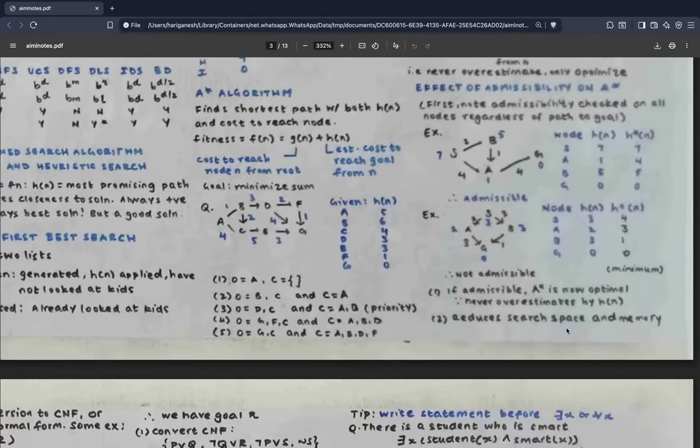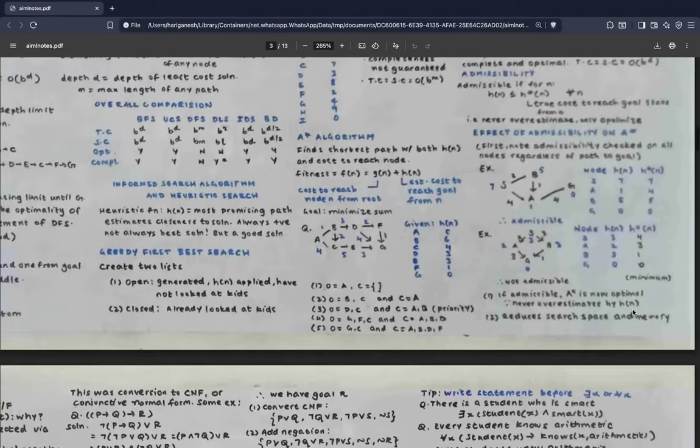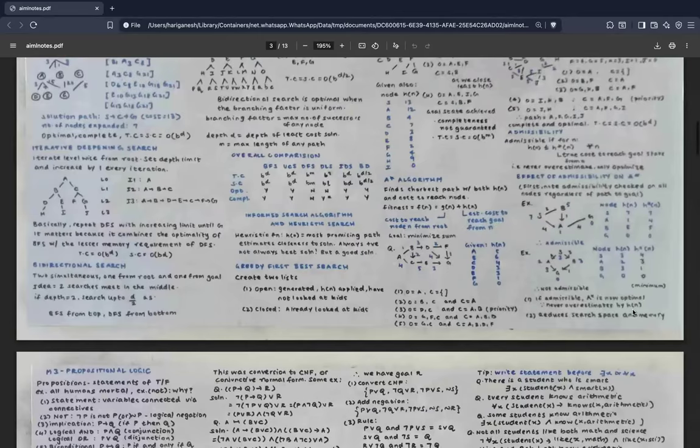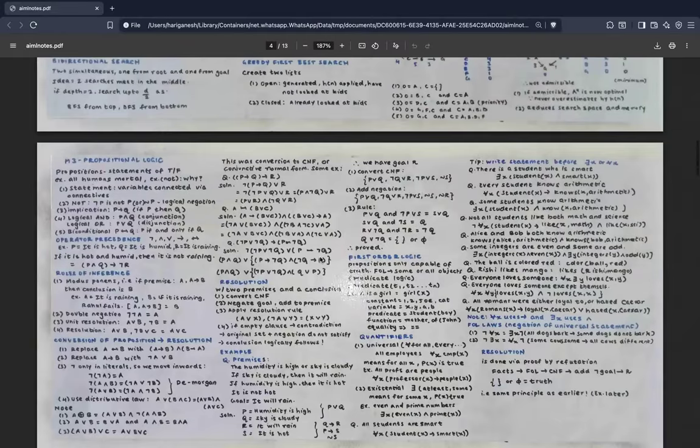So there are two small things to note. If a tree is admissible, then the A star algorithm is always going to be optimal for it. You never overestimate the h of n value. But the second thing to understand is that it reduces your search space and the memory that you need to do the whole thing, I guess.